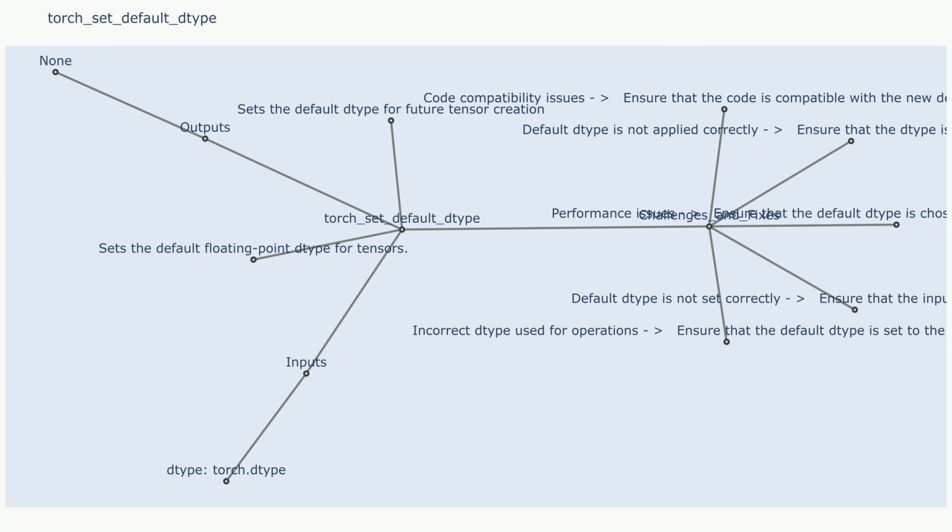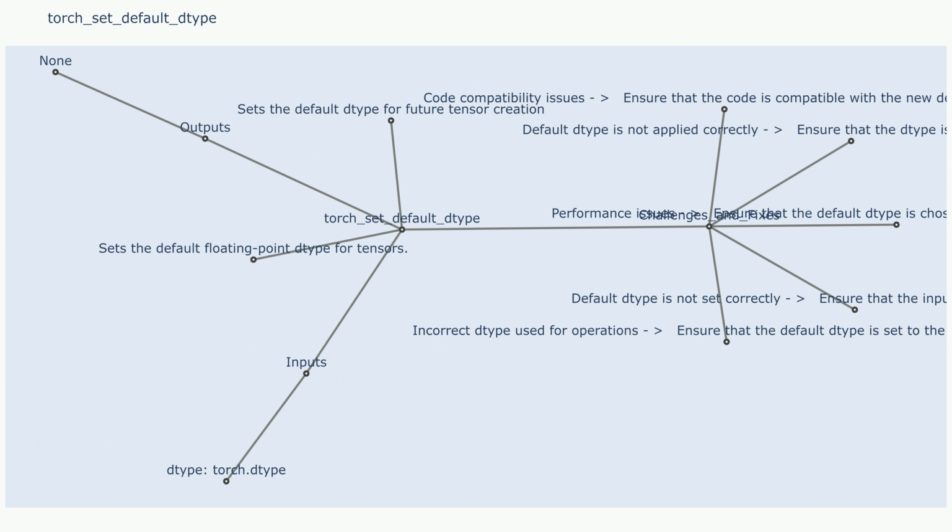Carefully track the tensors that are created after the default data type is changed to ensure they are handled correctly. Challenge 4. Forgetting to reset the default data type to its original value. Sample use case. You might change the default data type for a specific part of your code, but forget to reset it back to the original value, leading to unintended consequences later in the execution.